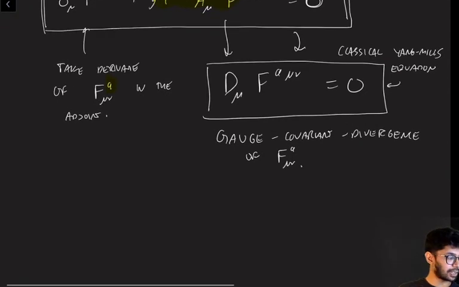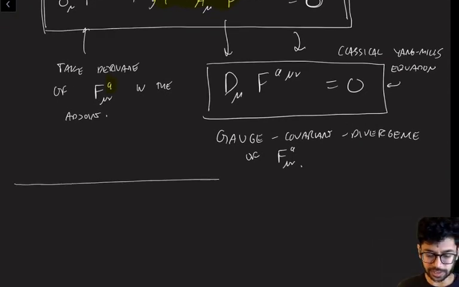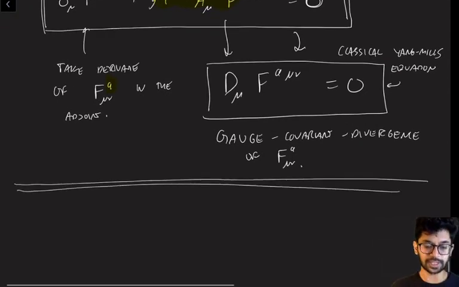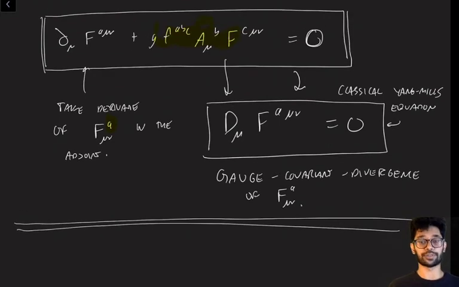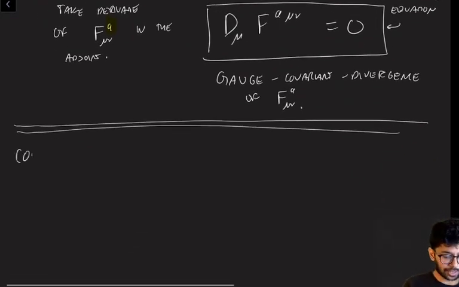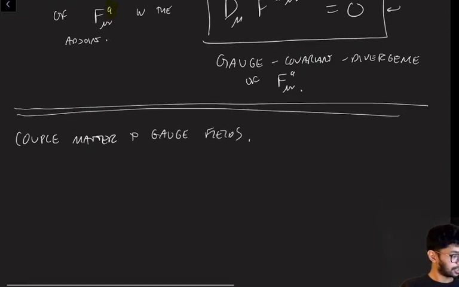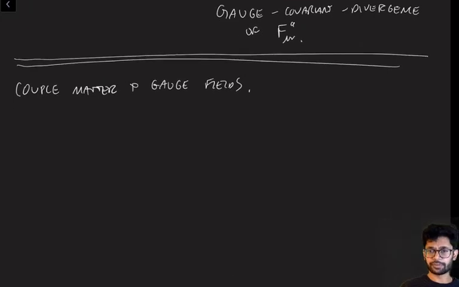Now finally, we can also couple matter to these gauge fields. Let's discuss how to do that. This was all discussing the dynamics of the pure gauge field alone. We can also couple matter to them. There's really a very systematic, algorithmic way to do this. Let's discuss the rules to construct a non-abelian gauge theory.